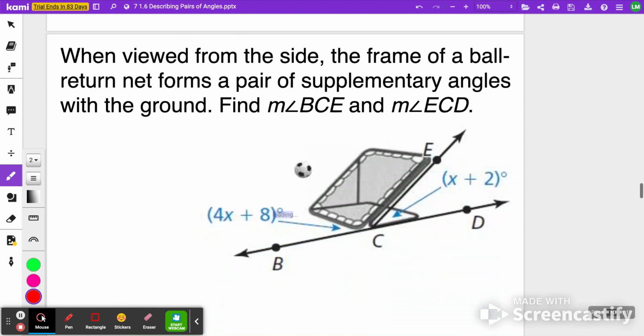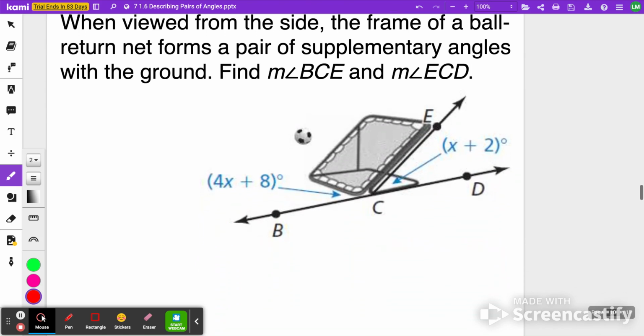Last little bit. We've got a few different things to talk about here. Let's go ahead and start here. When viewed from the side, the frame of a ball return net forms a pair of supplementary angles with the ground. Find the measure of BCE and ECD. This is actually referring back to lesson 1.5, where we're going to add our like terms, set it equal to 180, and solve for x. That way we can plug the x back in to figure out each individual angle.